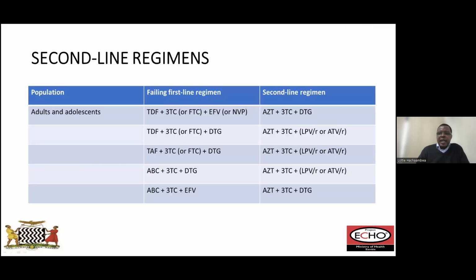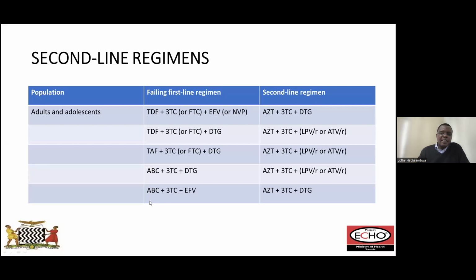Okay, so these are the options that we have for switching to second-line ART. Basically, if you have an NNRTI with two NRTIs, your second-line option is either AZT/3TC with DTG, or AZT/3TC with a boosted PI. And the guidelines mention both lopinavir and atazanavir. The WHO does mention other options as well.